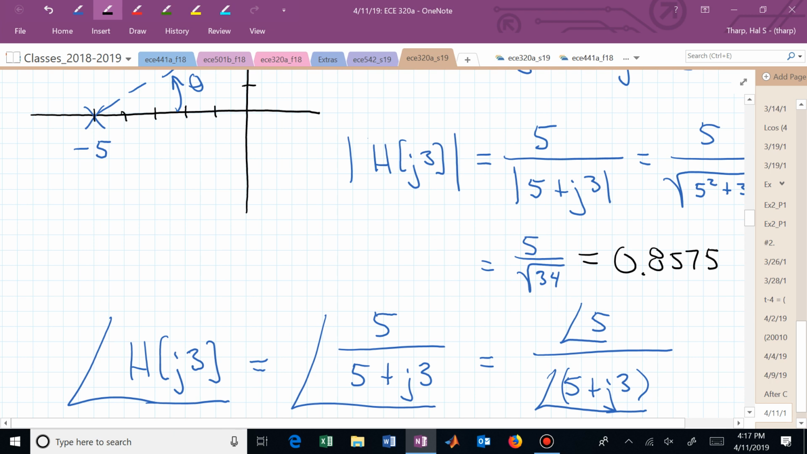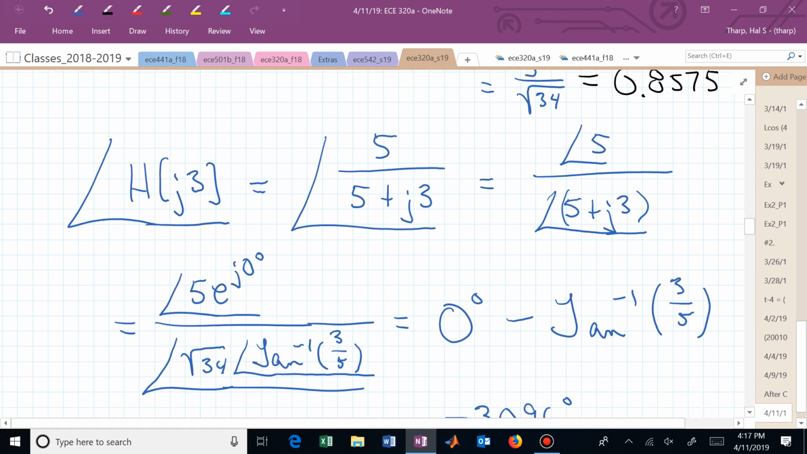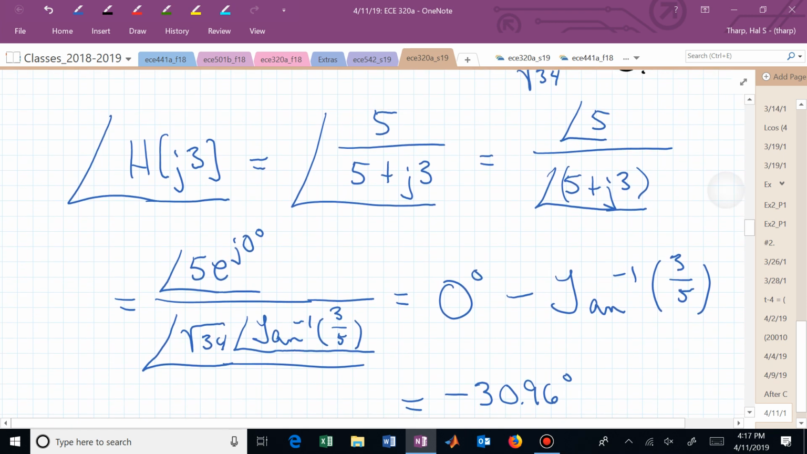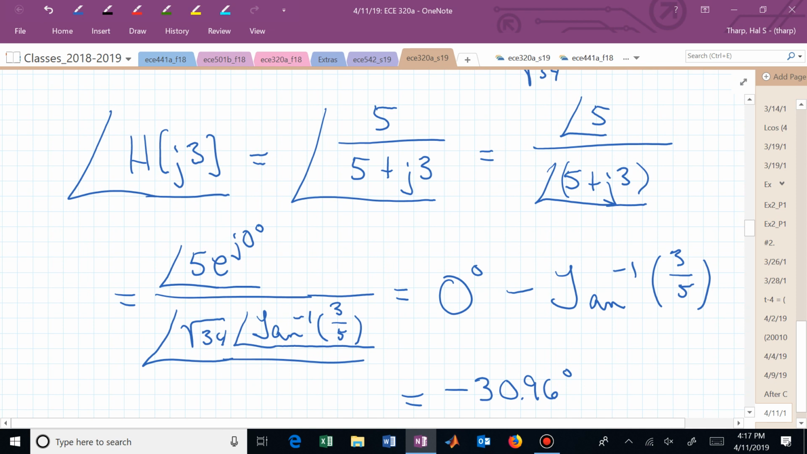Question? When we scroll down when we're talking about angles, how did we get from 5 e to the j 0 degrees, because we have like an angle within an angle? How did we get rid of that? So how did we get an angle of an angle? I'm really just saying what's the angle of this polar form? It's now square root of 34 e to the j some angle. And that angle is this inverse tangent of 3/5.